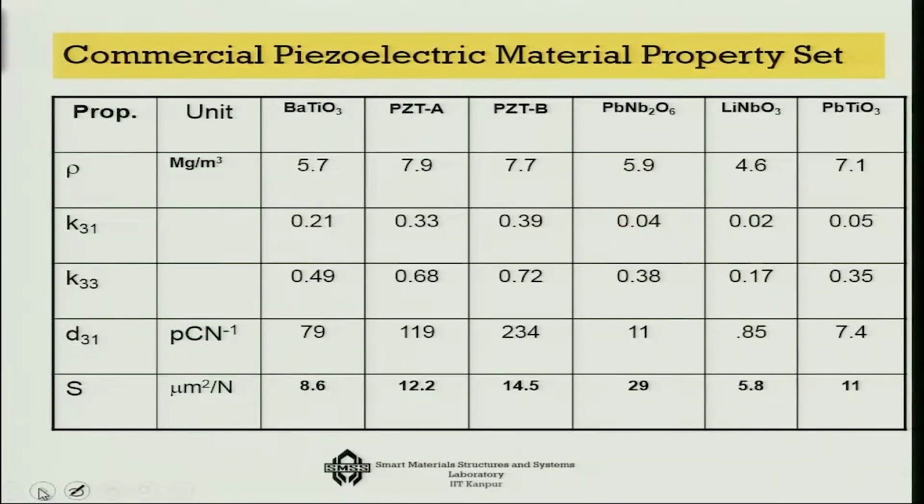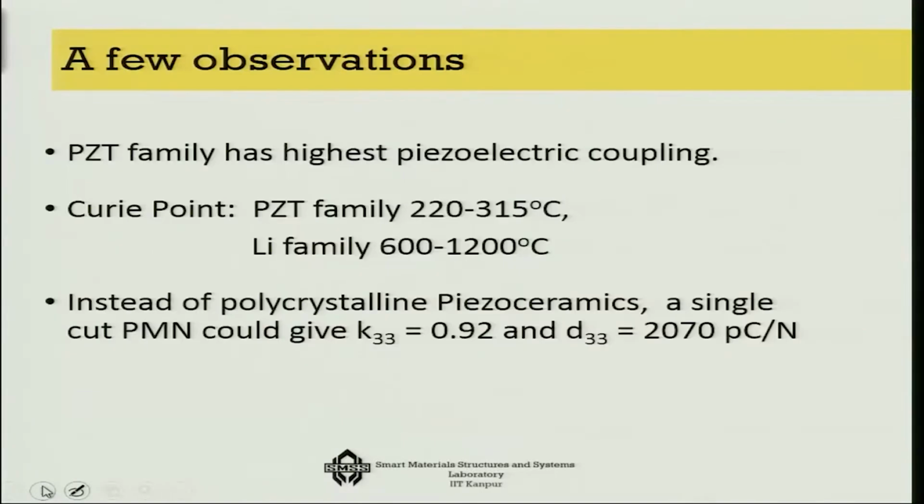If I now compare the properties of some of the common piezoelectric actuators, for example barium titanate, you look at their D31, it is 79 picocoulomb per Newton. Compare that with lead zirconate titanate, you can get the highest of 234 picocoulomb per Newton. And lithium niobates, etc., are very small, but possibly they work at a higher temperature, which is what is good for them. So this is an overall comparison of the piezoelectric material property set.